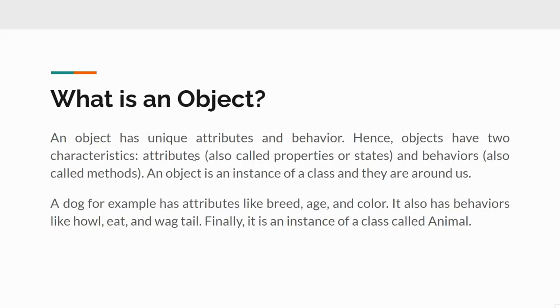Okay? A dog, for example, has attributes like breed, age, and color. So dog is an object. Diba? So may attributes sa ka-dog. Na siya breed, na siya age, na siya color. Ang dog, naapot siya behavior. So ang dogs can howl, eat, and wag its tail. Okay? So ang dog, na siya properties or attributes nga breed, age, color, pwede po mo na dungagag weight, etc. Dayon, naapot siya behavior. Okay? Eat, wagtail, pwede po sleep.